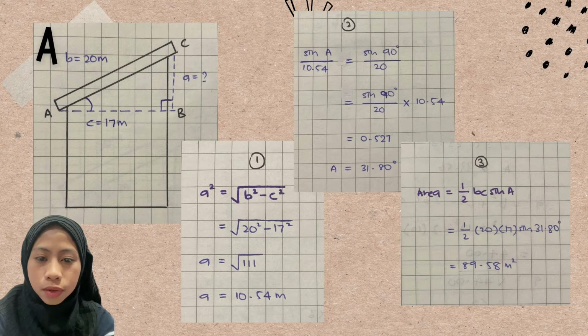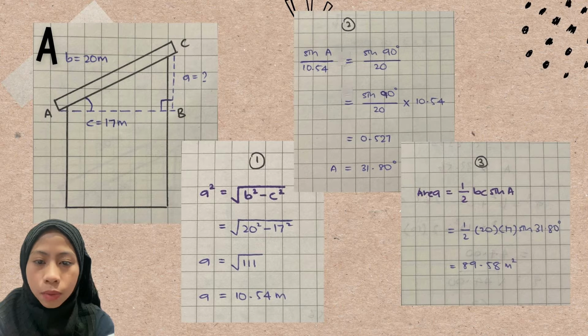Secondly, we use the sine rule to find the angle of A. So it will be sin A over 10.54 equal to sin 19 over 20. Leave the sin A at the left while the 10.54 moves to the right and multiply it. Calculate the answer and sin A is 0.527. Then calculate shift sin 0.527 and the answer is 31.80.